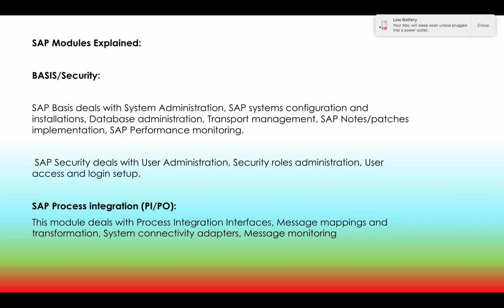SAP process integration is another module. SAP process integration is an old one. Now SAP process orchestration is a new one. This is an integration module. You can connect external vendors, external partners, or external systems using process integration. This module deals with process integration interfaces, message mappings and message transformations, system connectivity adapters, message monitoring. SAP has a separate module for integrating other systems. That way we can avoid a direct connection to our SAP core system.